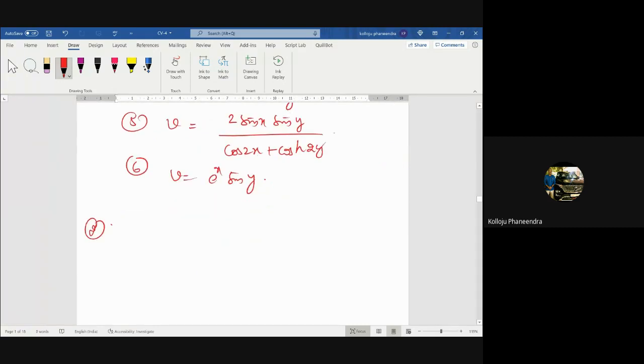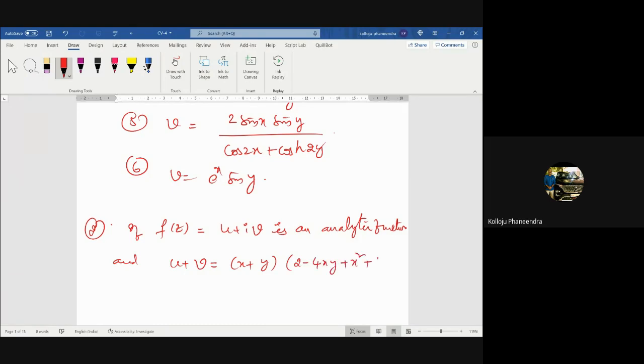Now this is a different one. See, if f of z equal to u plus iv is an analytic function, and u plus v equal to (x plus y) into (x square minus 4xy plus y square), then find f of z. That's better. Then find f of z.